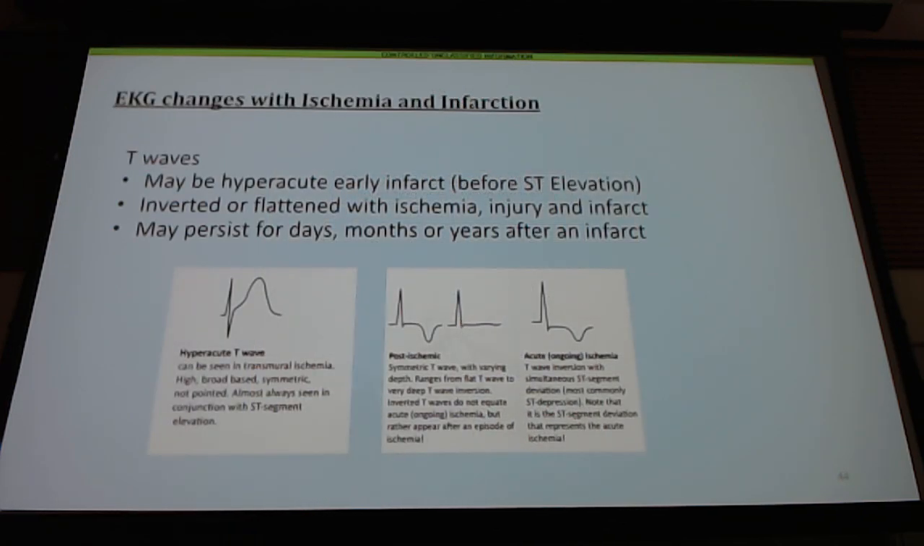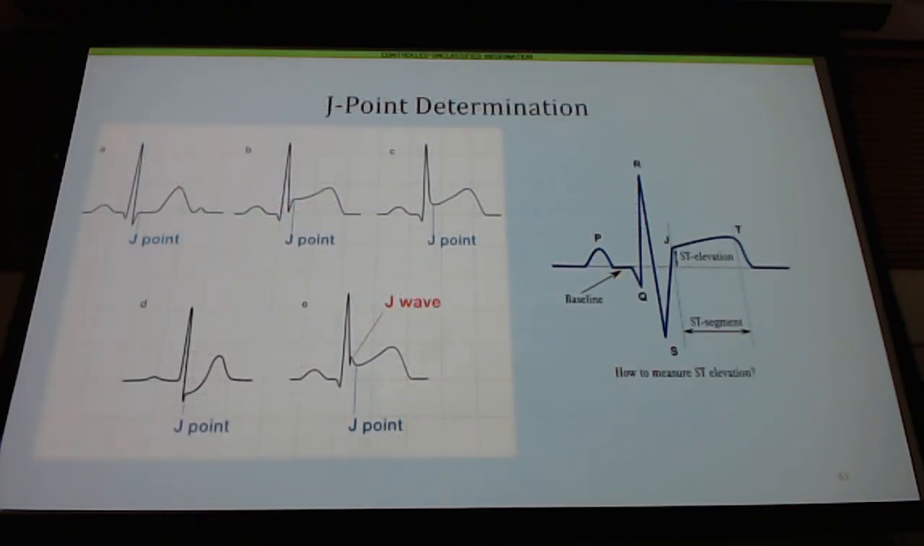And there's some other things that you may see on a T wave. There's things called like a hyperacute T wave that's present that could be indicating an early infarct. But again, the J point is how we are going to determine that. And that is comparing what your baseline is to where that transition from the S wave into the T wave starts.